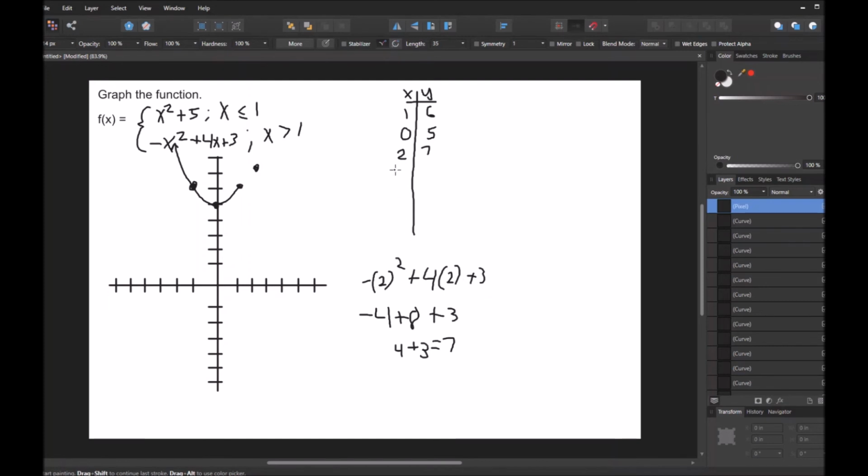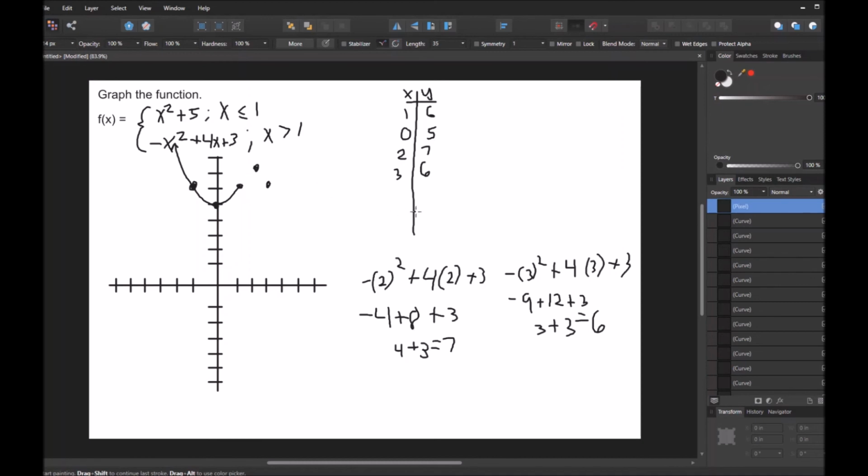And then if we go to 3, for example, if we plug in 3 for x, we're going to have negative 3 squared plus 4 times 3 plus 3. 3 squared is 9, so it's going to give us negative 9 plus 4 times 3 is 12 plus 3. Negative 9 plus 12 is 3, and 3 plus 3 is 6. So we'll have the point 3 comma 6, so it's going to be 3 comma 6 like that.